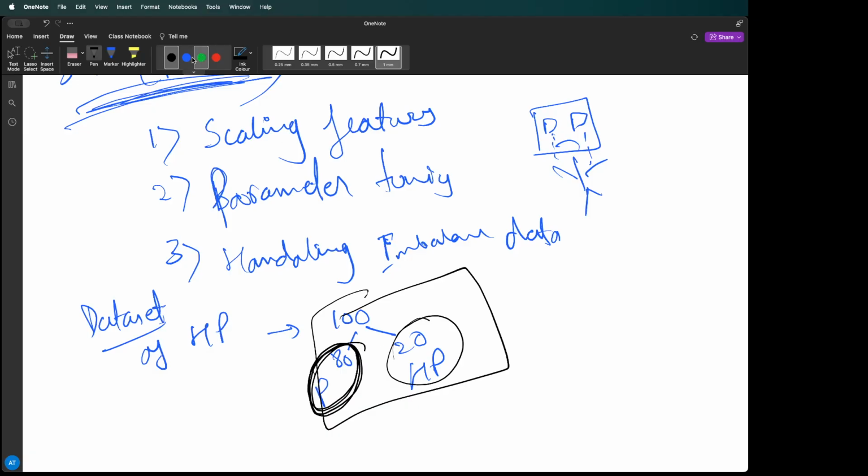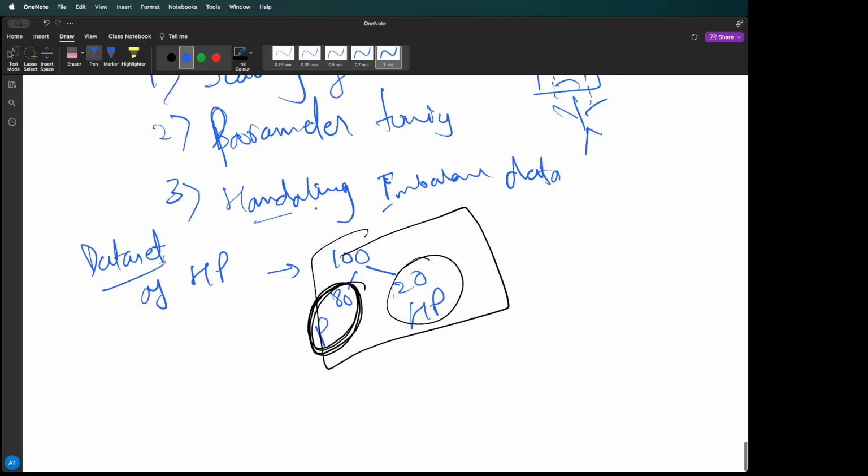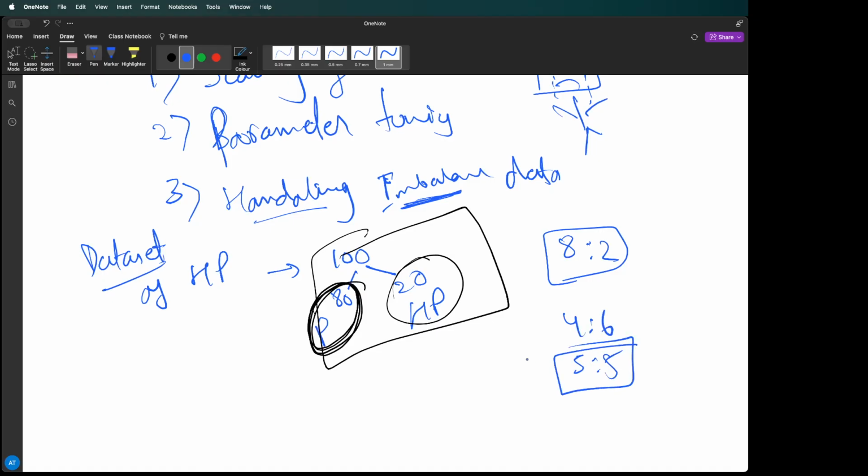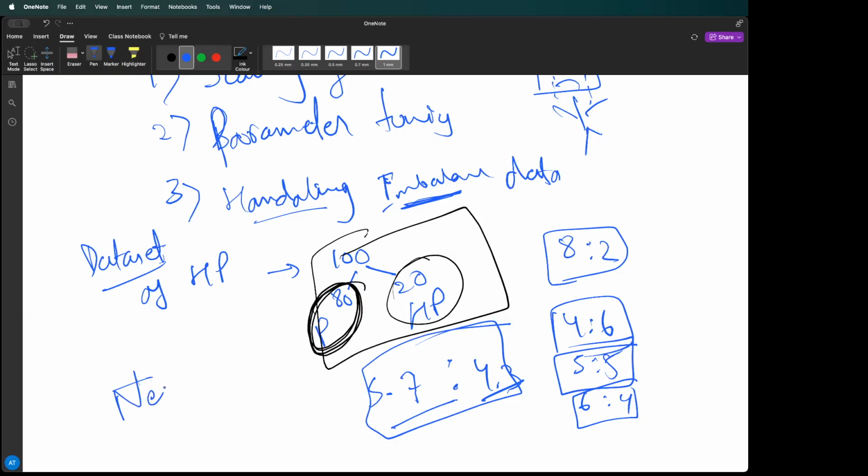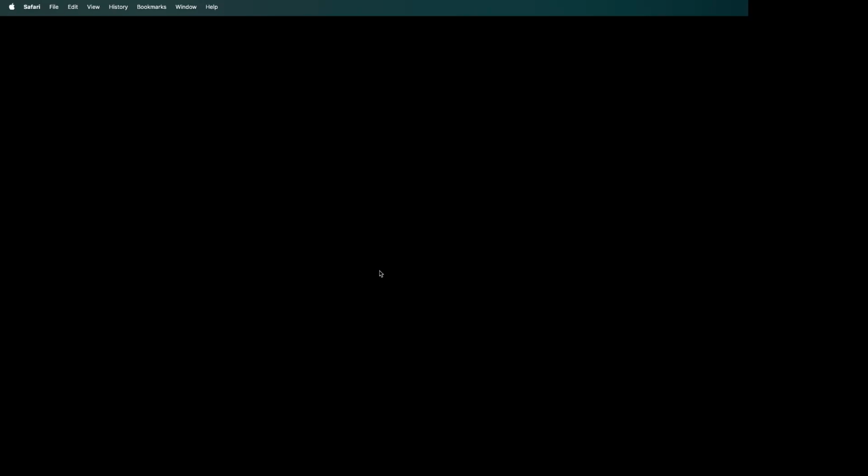So to avoid this problem, we always try to balance the data. Handling imbalanced data means this only. If your data set has this much imbalance, the ratio is 8:2. Try to come to 4 to 6, which is also fine. 5 to 5 is the best. 5.7 is also good with respect to 4.3, but actually nearly equal. That is known as handling imbalanced data sets. You guys understood? Right now you need not worry about how to handle it, because there are multiple techniques.